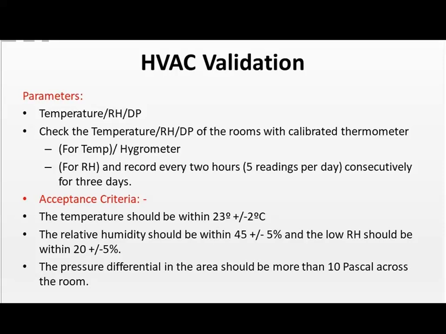Your acceptance criteria, your temperature for a clean room should be 23 degrees plus or minus 2 degrees C. So you want to keep it between, say, 21 to 25 degrees C. But 23 plus or minus 2 is what we're looking at. The relative humidity should be within 45 plus or minus 5%. And the low relative humidity should be within 20 plus or minus 5%.